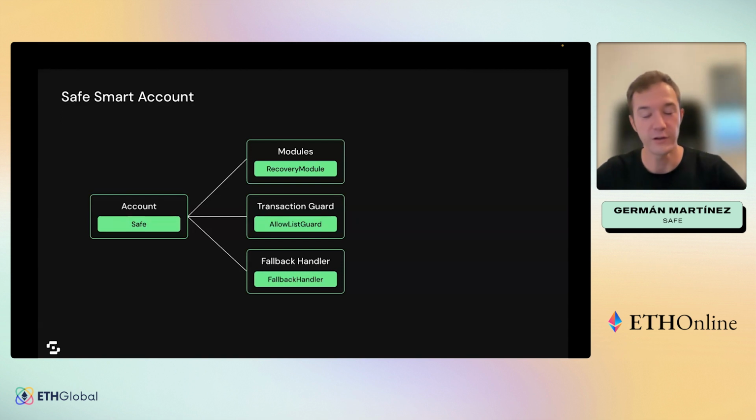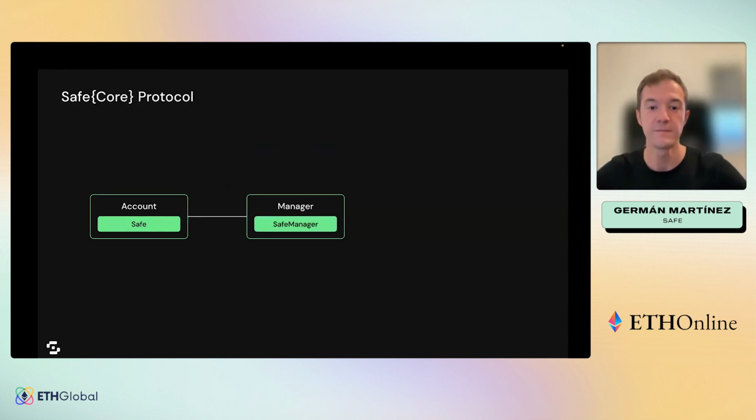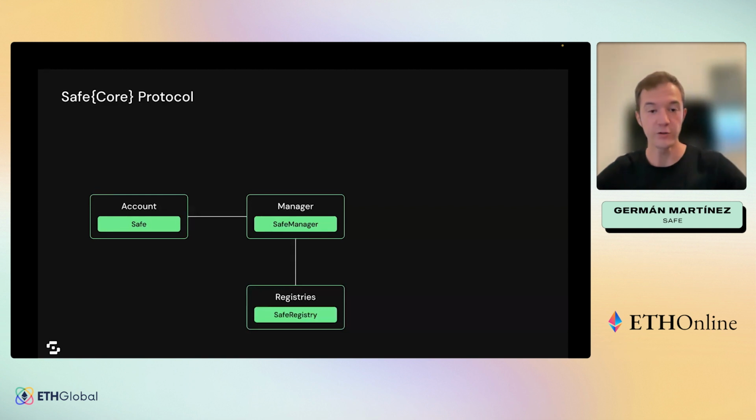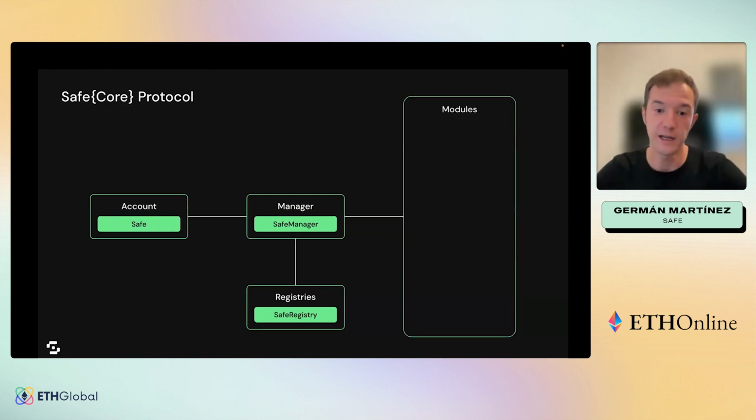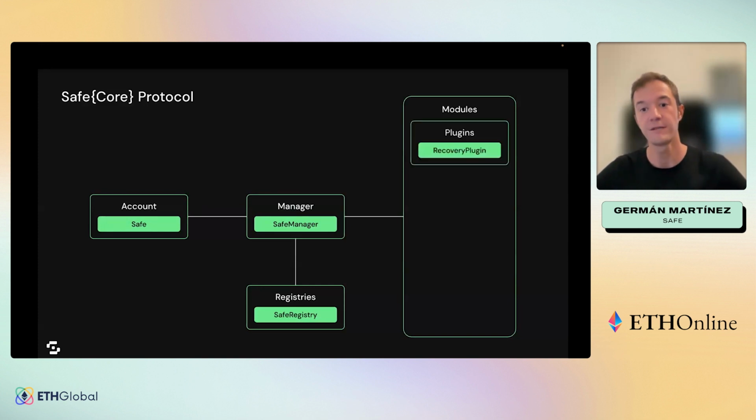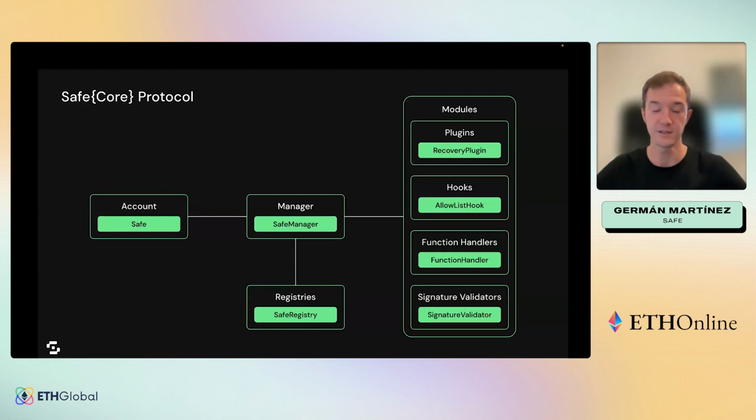With the Safe core protocol, what we are doing is removing the direct connection of all these components and just enabling a Safe Protocol manager directly into your account. This manager would have access to a registry where multiple modules are listed. There would be an owner of this registry that is curating this list. And then the manager would also allow the communication between the accounts and the modules. And there are different kinds of modules like plugins, hooks, function handlers, and so on.